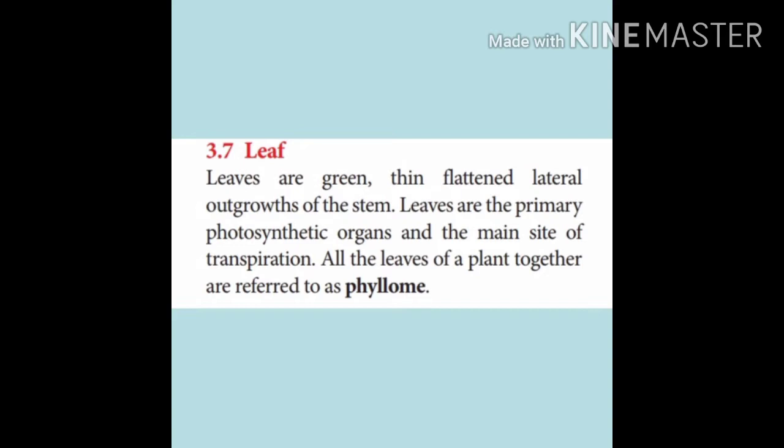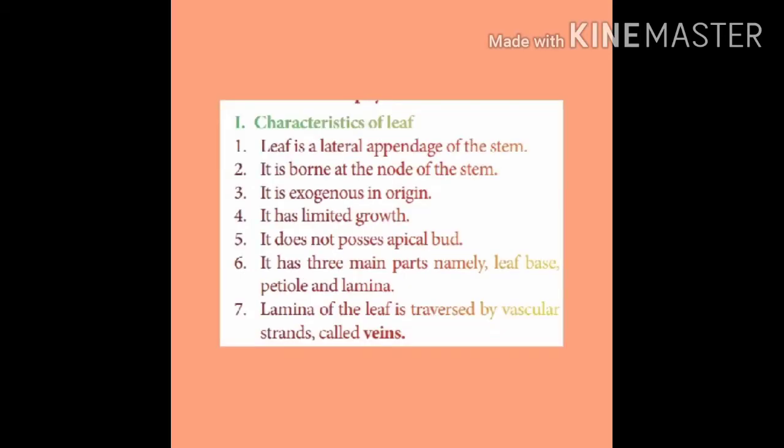They all arise from nodes, which you know very well, and the leaf has limited growth and a limited lifespan. After a particular period of time, the leaf will fall down. All the leaves of the plant together are called phyllome. Then, coming to the characteristics of the leaf.